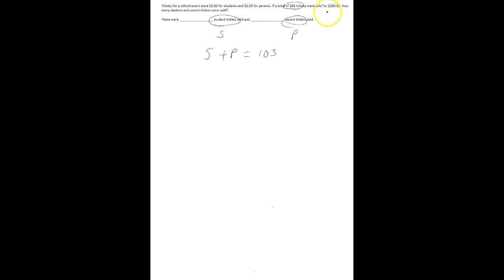We also know that we got $180.50 brought in from those tickets. So if we take the number of students times $1.50 plus the number of parents times the value of their ticket, $2, it'll come up to $180.50. So 1.50S plus 2P is equal to $180.50.